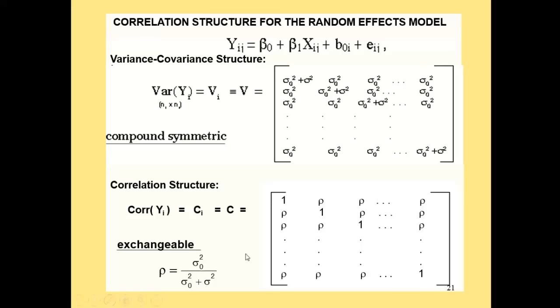Anyway, the point is that this compound symmetric or exchangeable variance-covariance matrix translates directly to a compound symmetric or exchangeable correlation matrix, right? Okay.